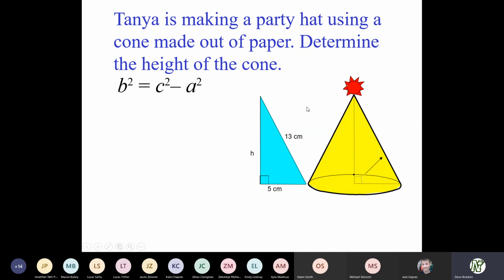Plug in your numbers, make a change of variable too. Okay, see if you can get this answer precise, not just right, but precise, and see what you come up with. What is the height of this party hat?